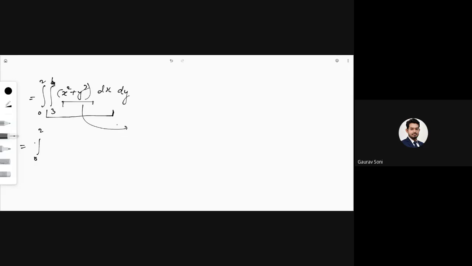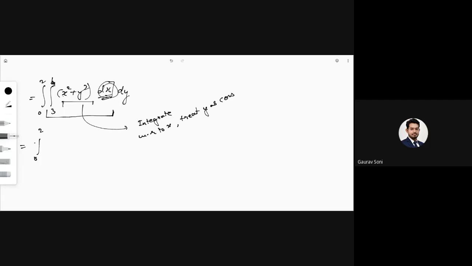In this case, what we have to do is integrate with respect to x and treat y as constant. Whatever is written first, if it was dy, then I would have integrated with respect to y and treated x as constant. Now, as I'm integrating with respect to x, I will be treating y as constant, just like partial derivatives. Right now, I just have to evaluate the integral.